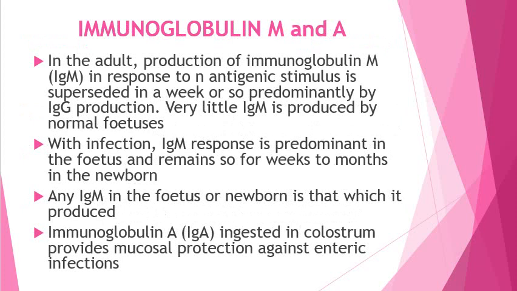In the adult, production of immunoglobulin M in response to an antigenic stimulus is superseded in a week or so predominantly by IgG production. Very little IgM is produced by normal fetuses. So with infection, the IgM response is predominant in the fetus and remains so for weeks to months in the newborn. Any IgM found in the fetus is that which is produced by it, not transferred from the mother. It is the IgG which is transferred from the mother. Immunoglobulin A ingested in the colostrum provides mucosal protection against enteric infections.